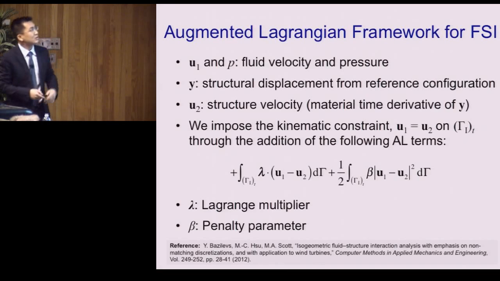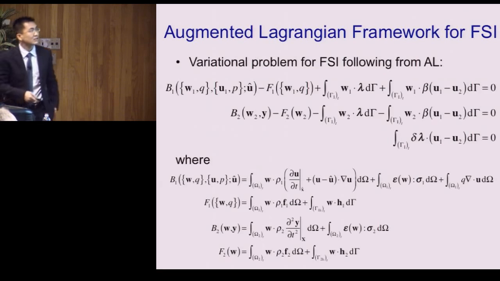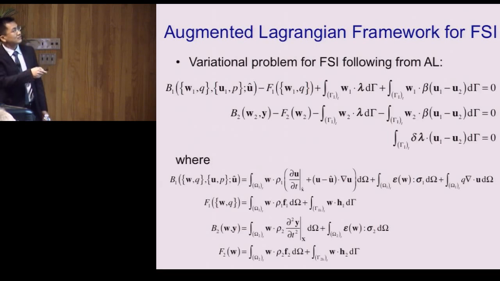What we do is, we have fluids and structures, but at the interface, we use an augmented Lagrangian framework to enforce the constraint. So you have Lagrange multipliers, and you have a penalty. If you take the variation of that, this is what you will get: the variational formulation for the fluids, the variational formulation for the structures, augmented with the Lagrange multiplier and the penalty, and a formulation for the Lagrange multipliers. So what can we do with this?